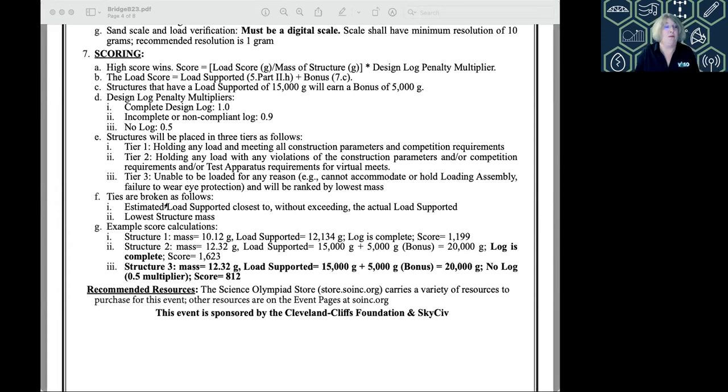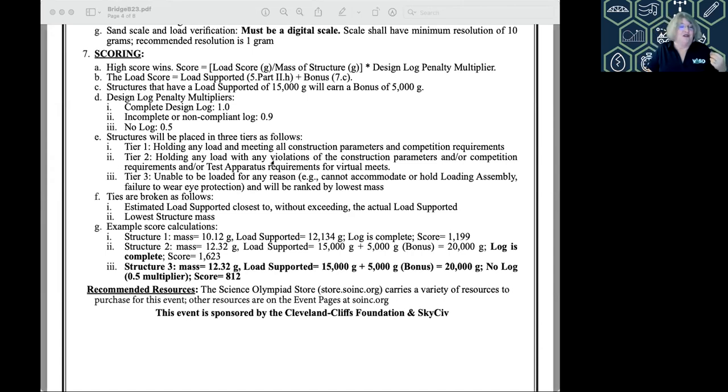Because what puts a bridge outside of Tier 1? It's any construction parameter or competition parameter violations. So if any of those things happen, the bridge goes into Tier 2. So the first goal is always Tier 1, meeting the construction parameters as carefully as possible, which is why I talk about reading them and measuring carefully. So even if a Tier 2 bridge holds all the weight and is very powerful, but it's not a fully legal bridge, Tier 1 will beat it even if it held almost nothing.